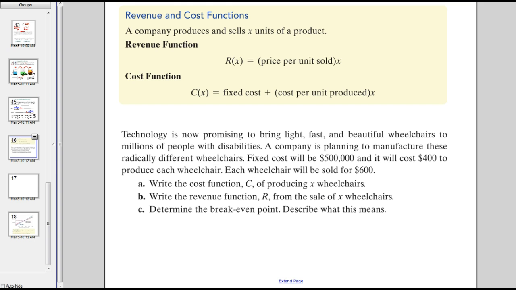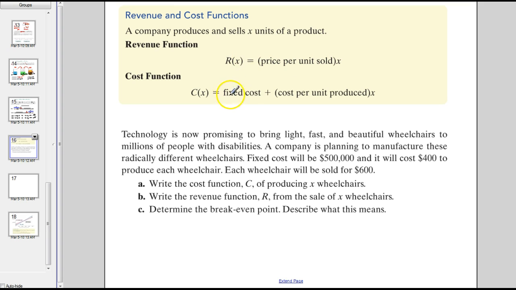All right, one last type of application that you'll see in your homework: revenue, cost, and profit functions. So a revenue function, revenue is how much money a company takes in when it produces and sells goods. So the revenue function is the price that you're going to sell your goods for, times how many you sold. So if you're selling them for $5 each, and you sell 100 of them, 5 times 100 is $500.